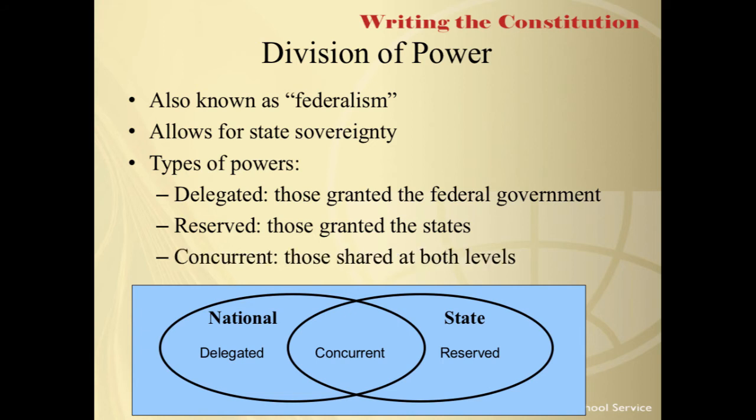Concurrent powers. Still other powers are called concurrent. They belong to both the federal and to the state governments. This includes the power to tax and the use of eminent domain. And this comes from the Fifth Amendment, one of the Bill of Rights, that says that governments have the power of eminent domain. And this means they can take private property for the public good, but they have to pay you for it, and they have to justly compensate you for it.